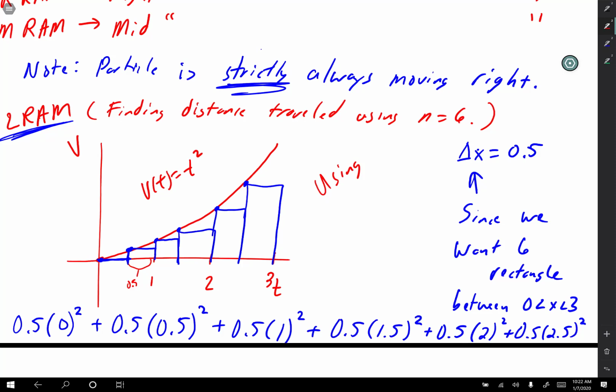I don't get why 3 isn't there. Because if I put a rectangle at 3, it would go from 3 to 3.5, but I'm only finding the area of the curve between 0 and 3. Why don't you add 0.5 times 3 squared? Because I don't have a rectangle right here. I'm only going between 0 and 3. You know what I mean?